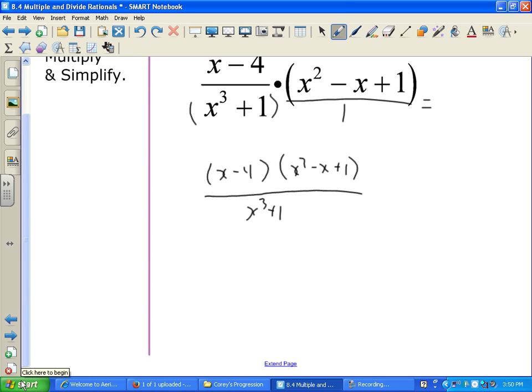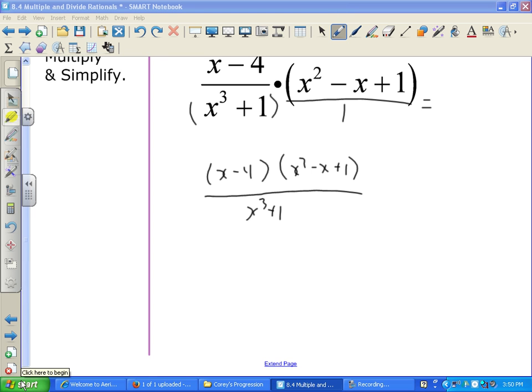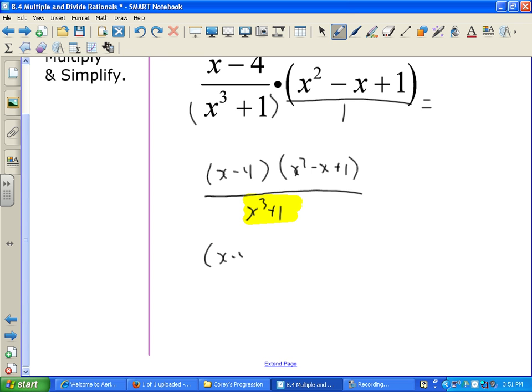Some of you guys are starting to see where we're going with this, and some of you guys probably already worked ahead through this problem. Because you recognize that x cubed plus 1 is the sum of cubes. And I can factor the sum of perfect cubes. So here's my rewrite. X minus 4 times x squared minus x plus 1.